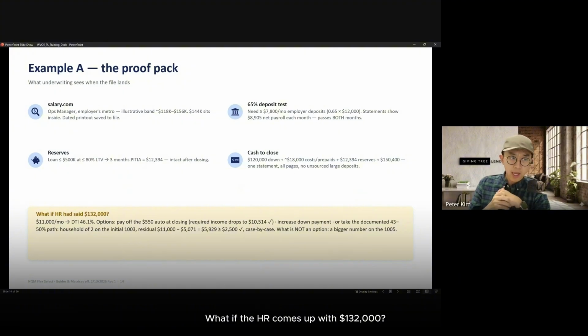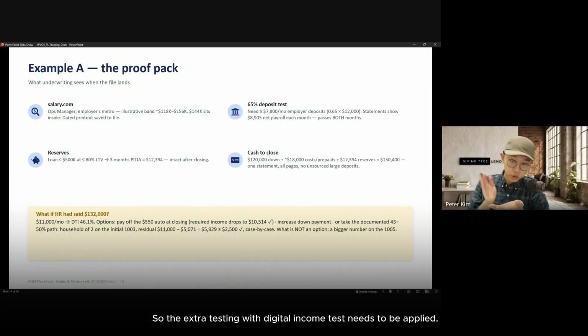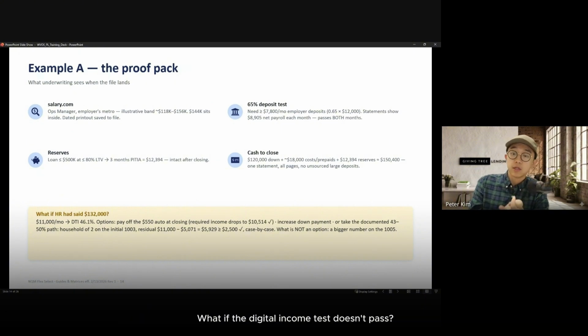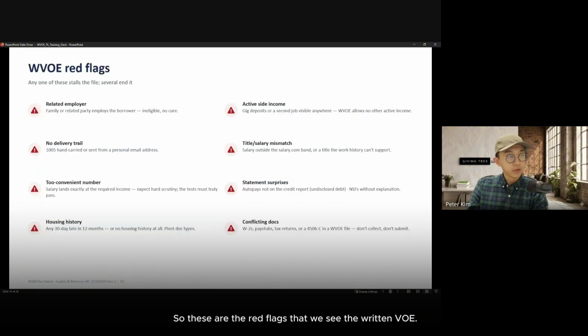What if the HR comes up with $132,000, way less than what we actually asked for? Then the DTI becomes 46%, over the target. So the extra testing, residual income test, needs to be applied. It's not a dead deal. Your pricing gets jeopardized and your qualification details also get jeopardized. What if the residual income test doesn't pass, right? So these are the red flags that we see on the written VOE.